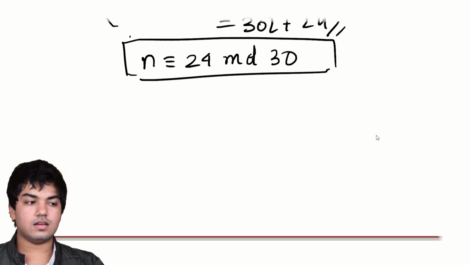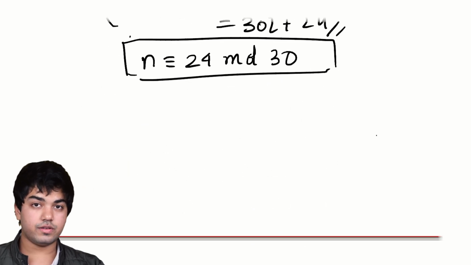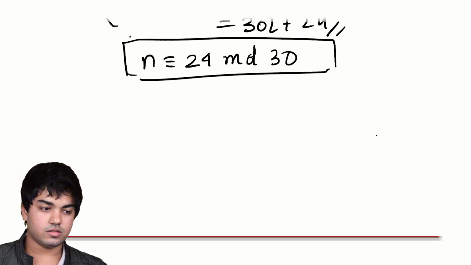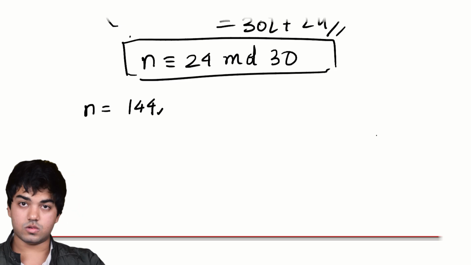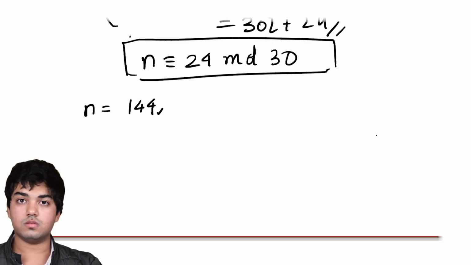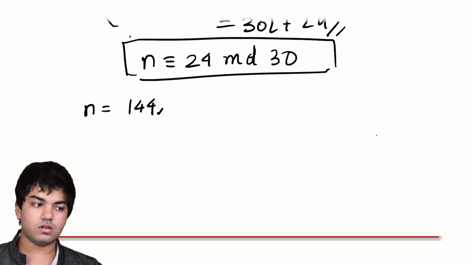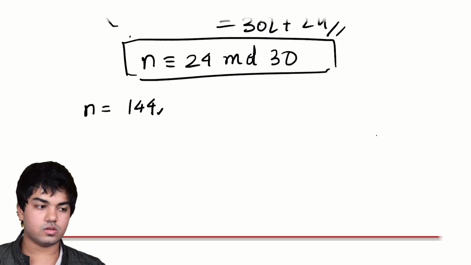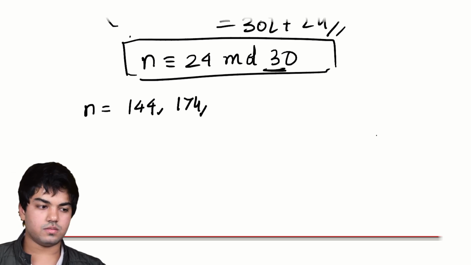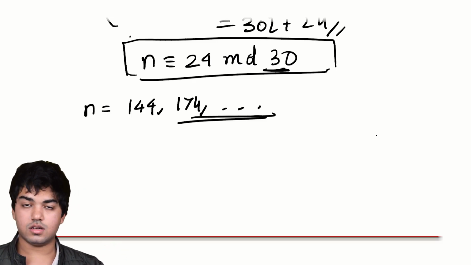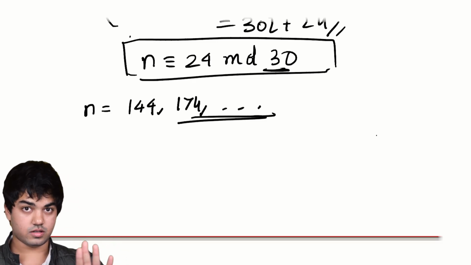This kind of gives me only a few options. So n is either, you can check this, going to be 144, that's the first number more than 133 that is congruent to 24 mod 30, right? Either 144, or the next number that satisfies it, which is going to be 174, plus 30, and so on. The only thing is, all of these numbers are too large. So that's an argument I want you to figure out on your own.